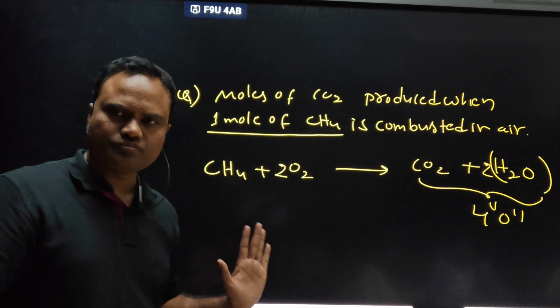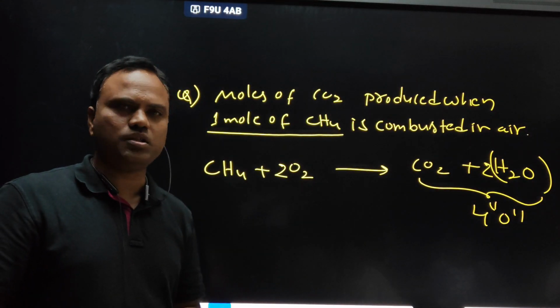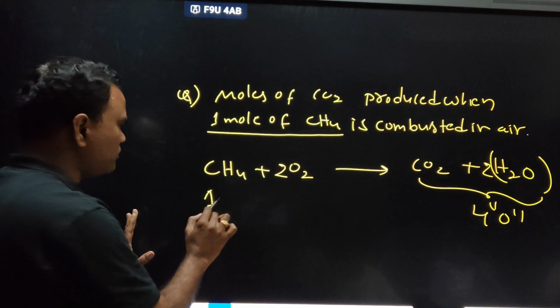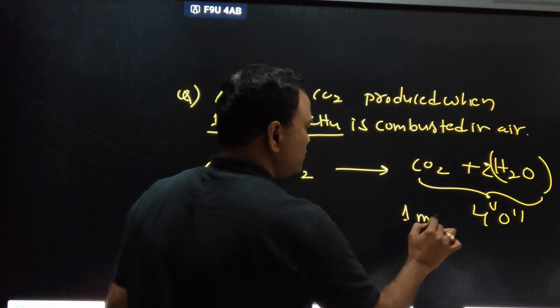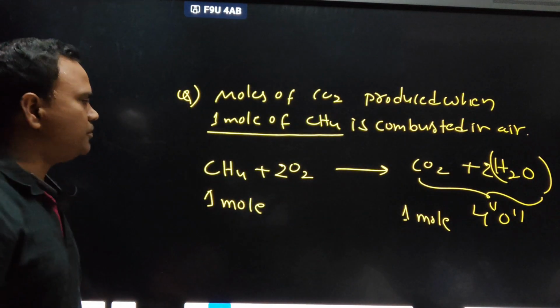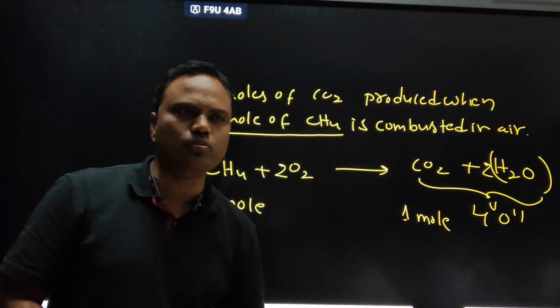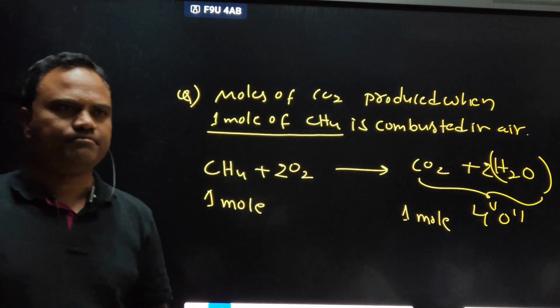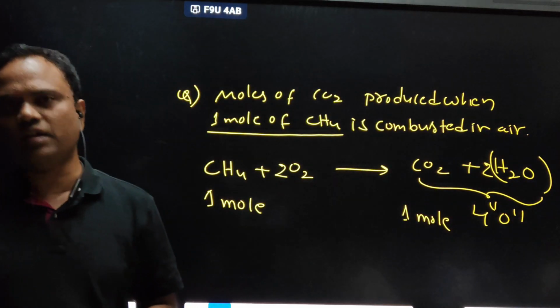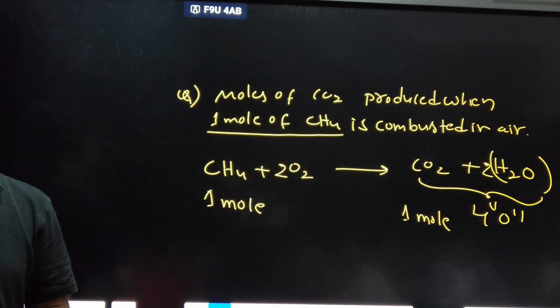Okay. Moles can be written based on the coefficients. 1 mole, your coefficient is 1. Here also 1 mole. So 1 mole of methane gives 1 mole of CO2. Mole relation. First we should write the balanced equation. Then we'll get perfect, correct moles.